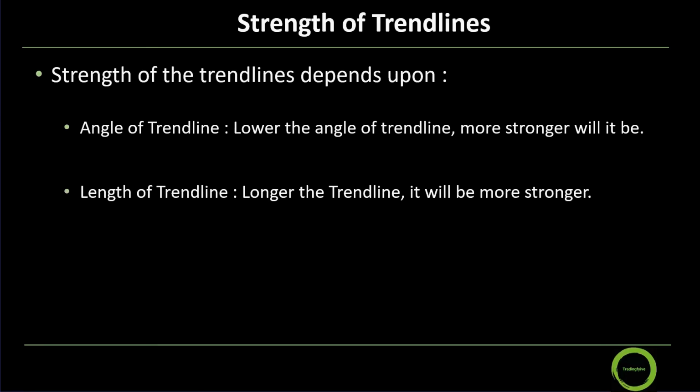Second factor is the length of the trend line. The longer the trend line, the stronger it will be. The trend lines which are sustained in the market for a longer duration are more likely to be stronger as compared to the trend lines which are formed currently.